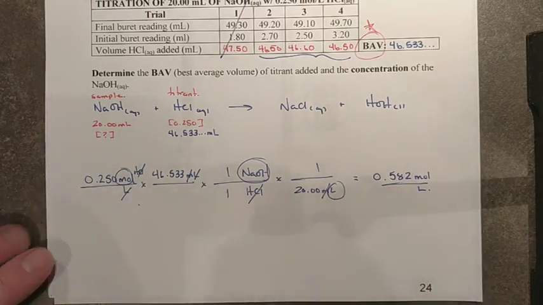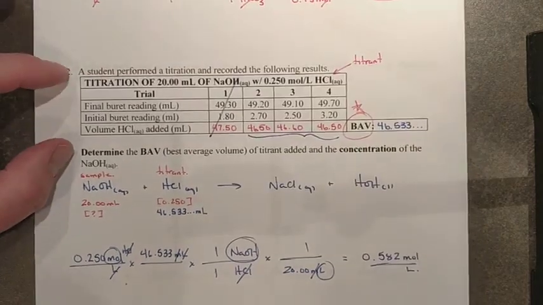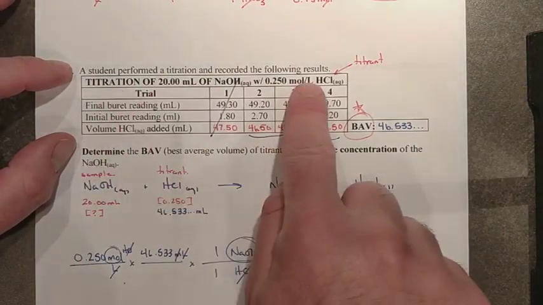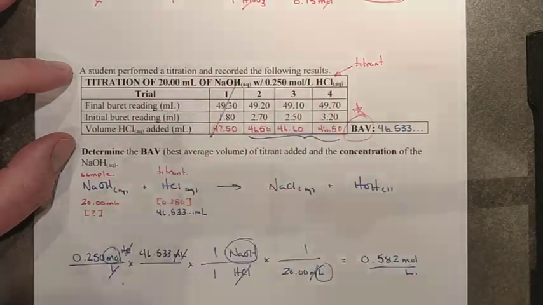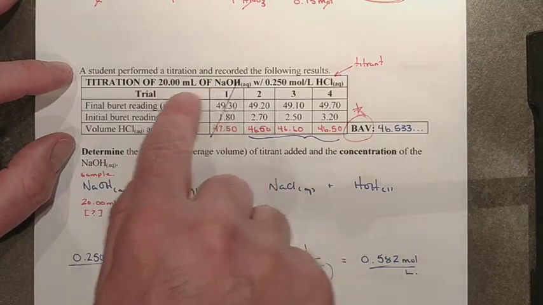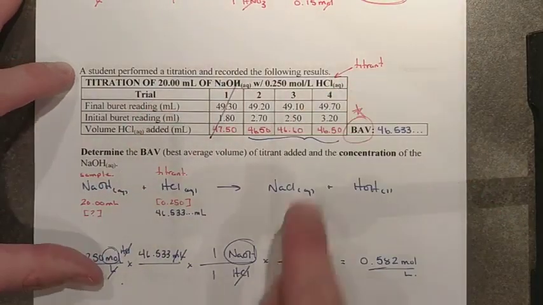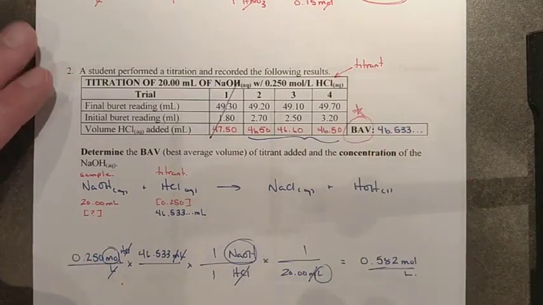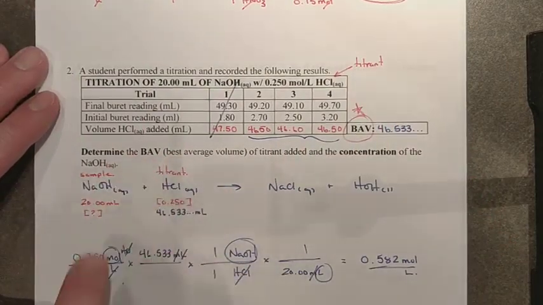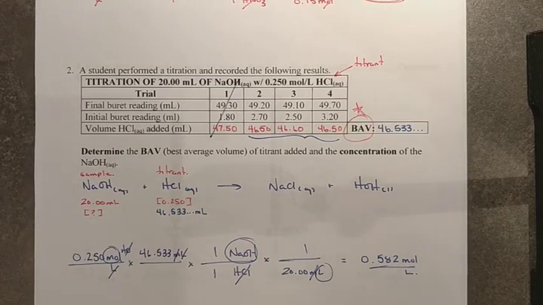You can see it's the same stoichiometry. Don't let the data table mess you up. The title is always descriptive. It tells you what titrant and sample are. Specifically measured volumes of the sample. Whatever you're adding is your titrant. So the best average volume goes with that titrant. And then once you've got that information complete, it's the same stoich you know and love.